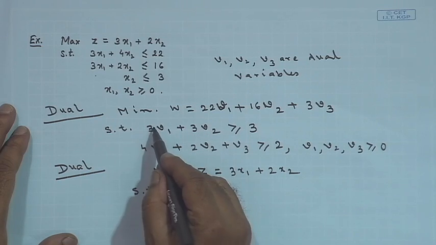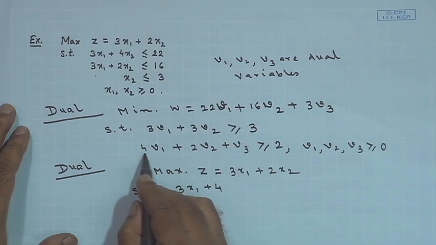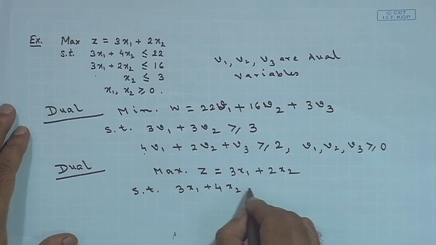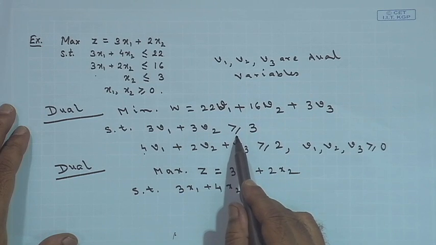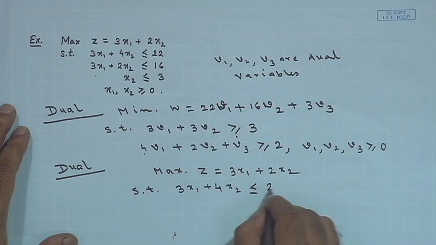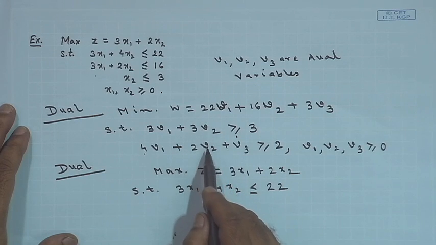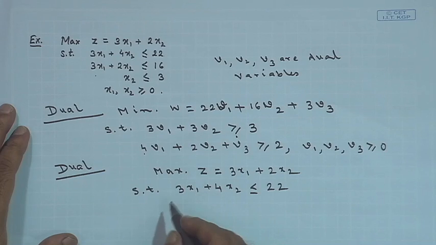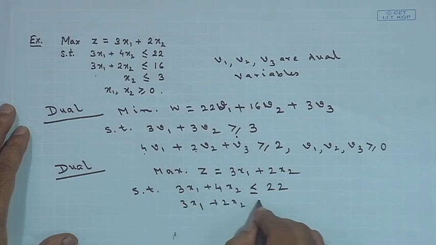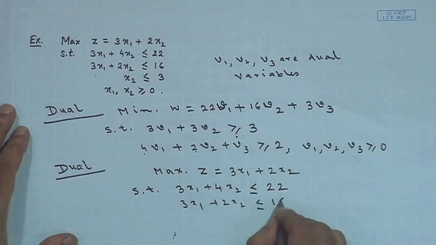Subject to 3x1 plus 4x2, corresponding to the V1 coefficients you are taking, 3x1 plus 4x2. This will be less than or equal to, because it was greater than or equal to, the coefficient of V1, that is 22 in the objective function. Now, take the second column, that is the column corresponding to V2, the coefficients 3x1 plus 2x2, which is less than or equal to the coefficient of V2, that is 16 in the objective function.